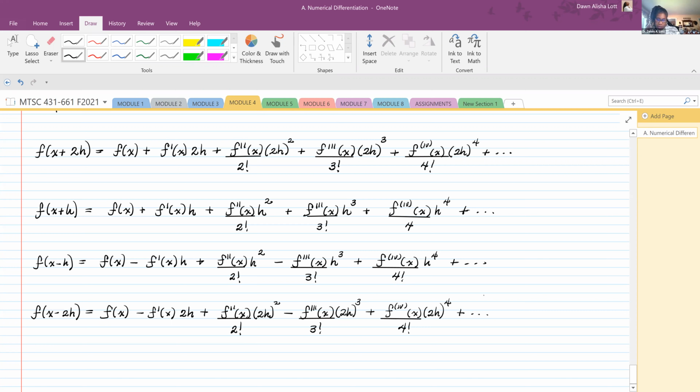Now here's the thing. I am trying to solve for f prime. Okay, so f prime is what I'm trying to solve for. All right, so this is what I'm going to do. I'm going to multiply the first whole equation by A, the whole second equation by B, the whole third equation by C, and the whole fourth equation by D. Okay?